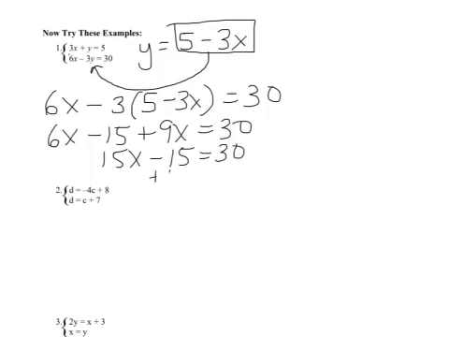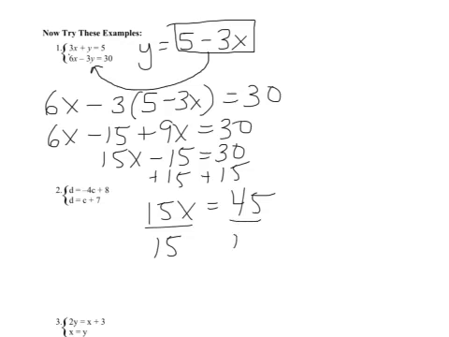Add 15 to both sides, and you are going to get 15x equals 45. Then divide both sides by 15, and you are going to get that x is equal to 3. Now that you have x, you need to find y. The easiest place to put the x is right here. You can put it in the other equations and solve for y that way, but this one, y is already alone, so why don't we just put the 3 right there.